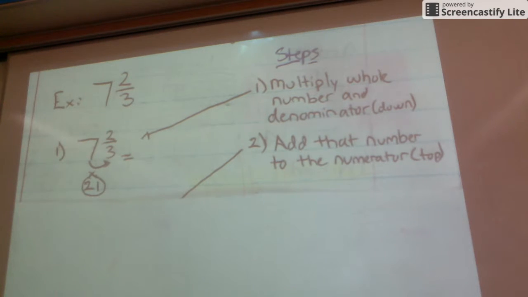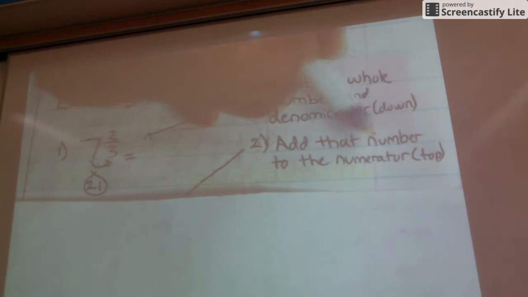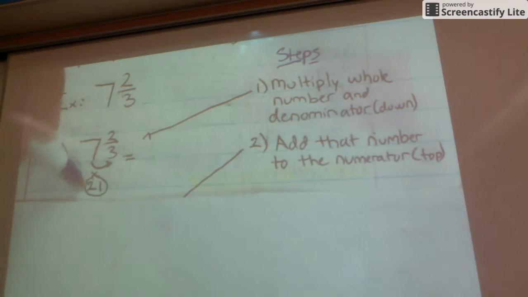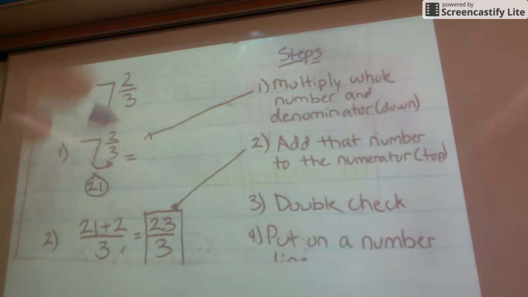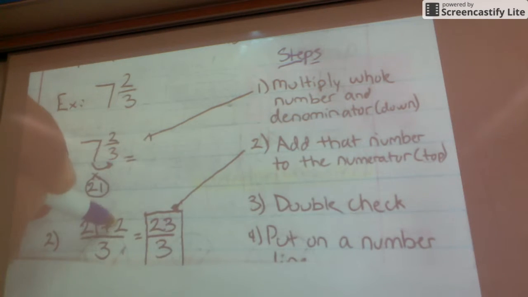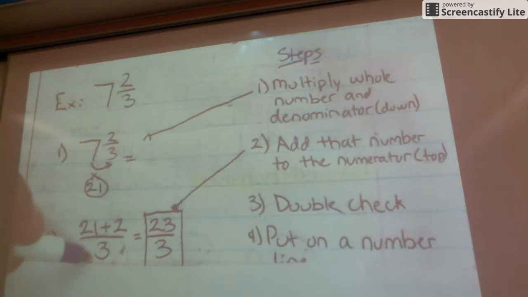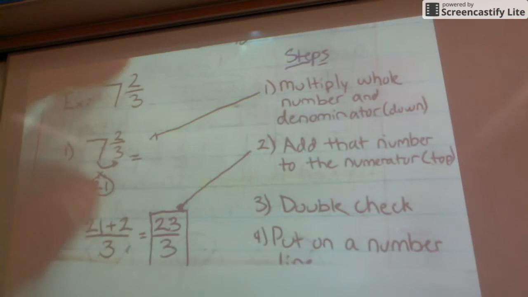Now, step 2 says, add that number to the numerator, which is the top. So we're going to take this number and add it to the numerator, whatever is on top. If we look at our arrow, we have it here. We're going to take 21 and add it to the numerator, which is 21 plus 2 equals 23. And we don't change the denominator. We're going to keep it the same.